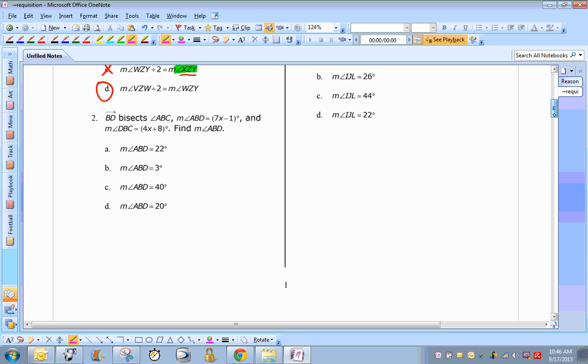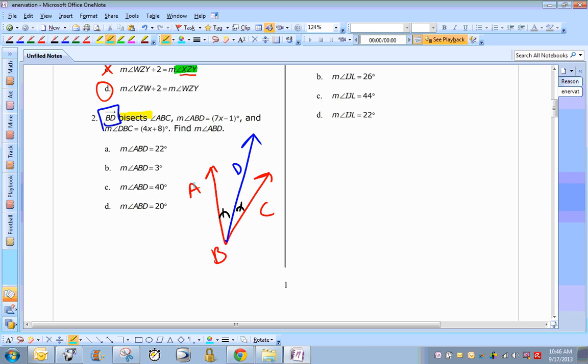Okay, moving on, let's go to number 2. I like to draw the picture. Again, the keyword is bisect. What does bisect mean? We cut things in half. So we have angle ABC here, and we're going to cut it in half by bisecting it with ray BD. There's my ray BD. If it's bisected, this half equals this half. Angle ABD equals angle DBC.